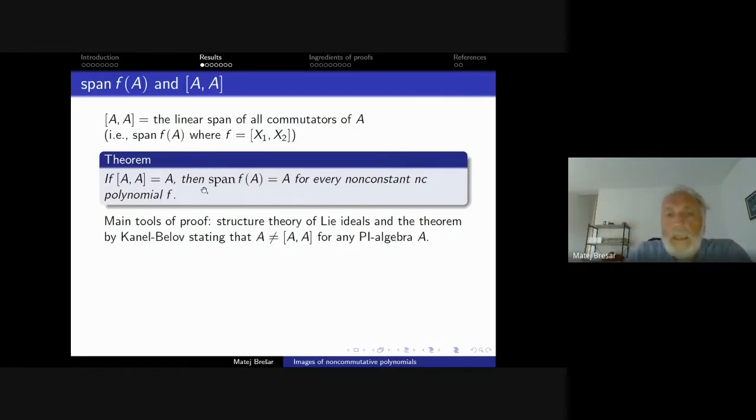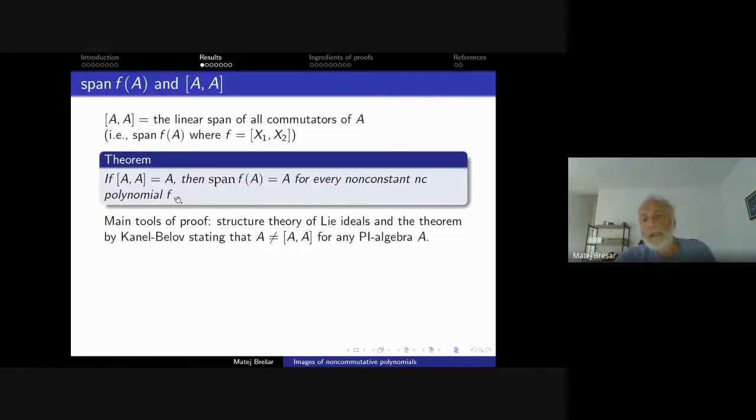In fact, in the arXiv version of this paper, this theorem is not stated in that way, because at that time I was not aware of the result by Bell. But now the version that will be published contains this theorem. I have to change the arXiv version.